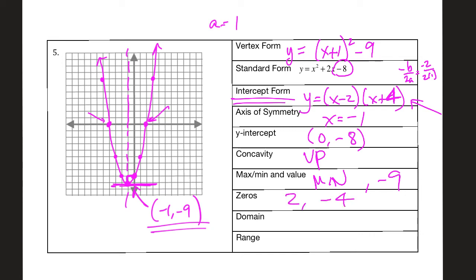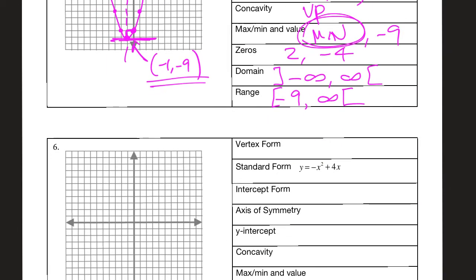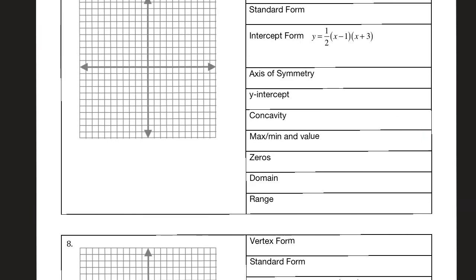The domain, I'm going to just tell you a secret here for those of you actually listening to me. The domain is always going to be negative infinity to positive infinity on upward and downward facing parabolas. And then the range, because this has a minimum, starts at -9 inclusive and goes to infinity non-inclusive.